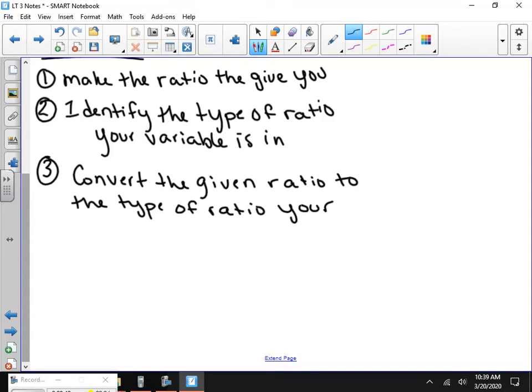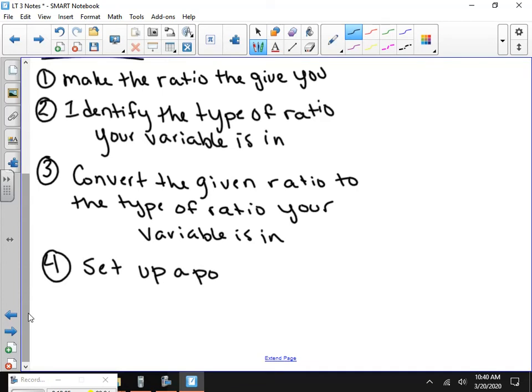After you do that, now your ratios are of the same units, and now you can set up a proportion and solve. For it to be a proportion, you have to have the units be the same. That's why we have to convert in step 3, so that the ratio of what I want and the ratio of what's given to me have the same unit. And that's why we need to know the relationships between the ratios, so that we can convert.